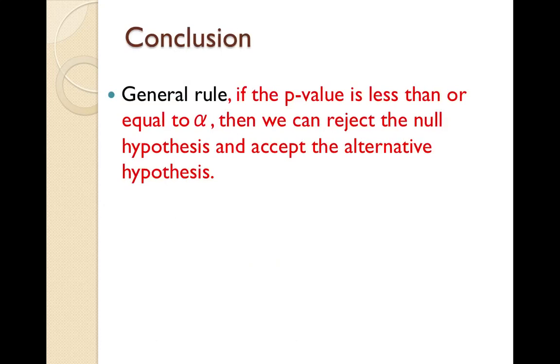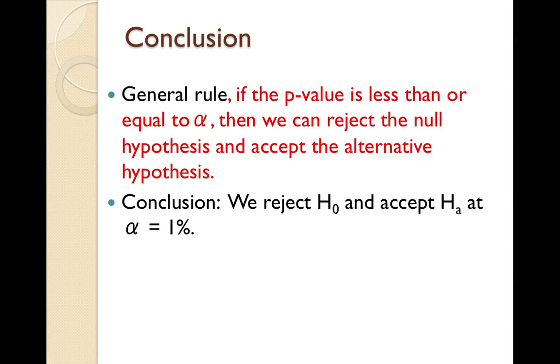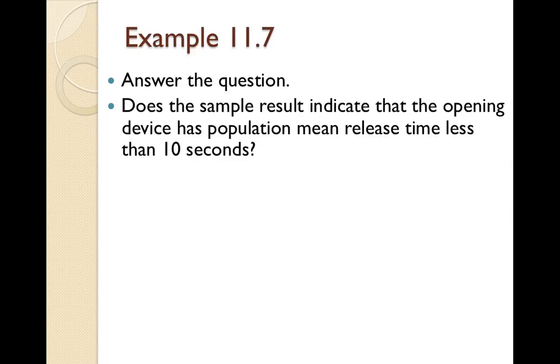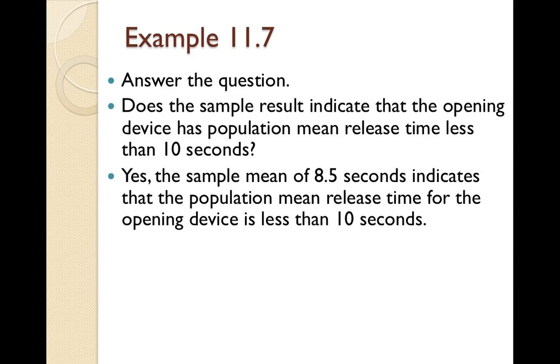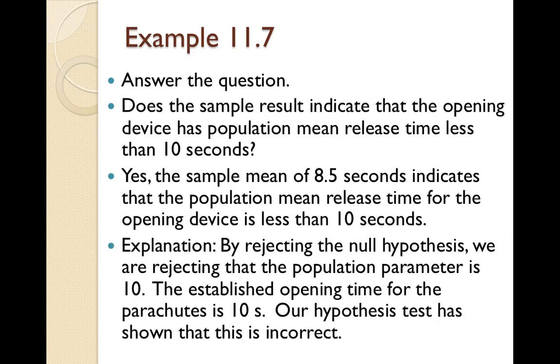So the p-value is less than or equal to alpha. If that's the case, then we reject the null hypothesis and accept the alternative. So our conclusion is we reject H0 and accept HA at alpha equal 1%. And then we answer the question: does the sample result indicate that the opening device has population mean release time less than 10 seconds? And so the answer here is yes. The sample mean of 8.5 seconds indicates that the population mean release time for the opening device is less than 10 seconds.